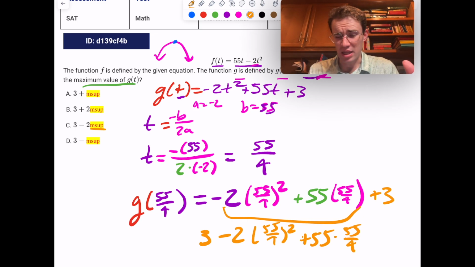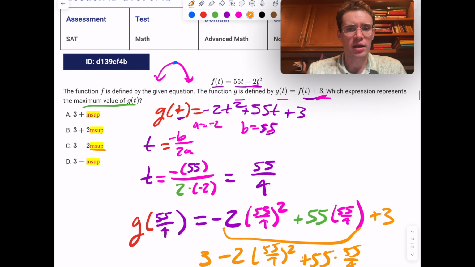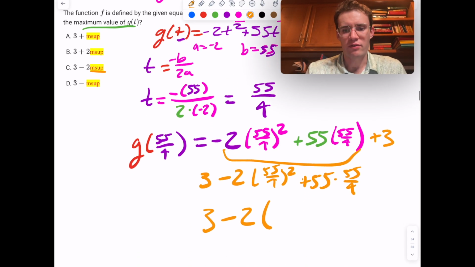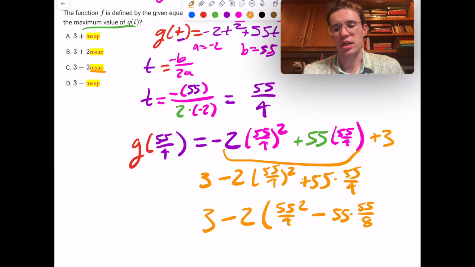I don't know if the answer choice would be that long, or do they want the entire thing factored with a -2? Then it could be 3 minus 2 times, and then you'd have to factor a -2 out of each of these. So this would be 55 fourths squared minus, and then 2 out of this would be 55 times 55 over 8. Right? The positive becomes negative because you divide it by -2, and then you're also taking a 2 out of 55 fourths, which becomes 55 eighths. So that would be an acceptable answer.